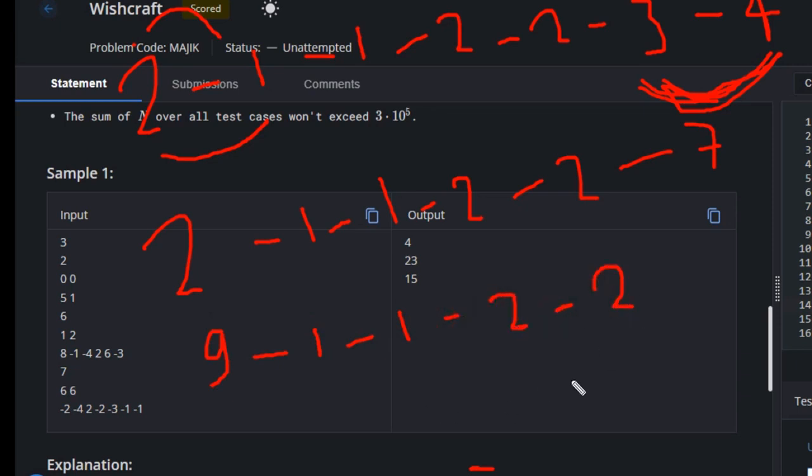Then we can again do this thing. So 9 minus minus 2 will be 11, with minus 1, minus 1, and minus 2. We can do one more time, and that will be 13, minus 1, minus 1. And one more time, that will be 14 and minus 1. If we do 14 minus minus 1, that will result in 15. This is the answer.